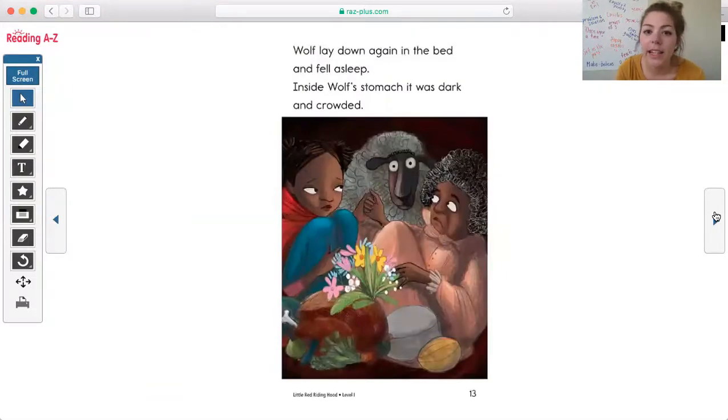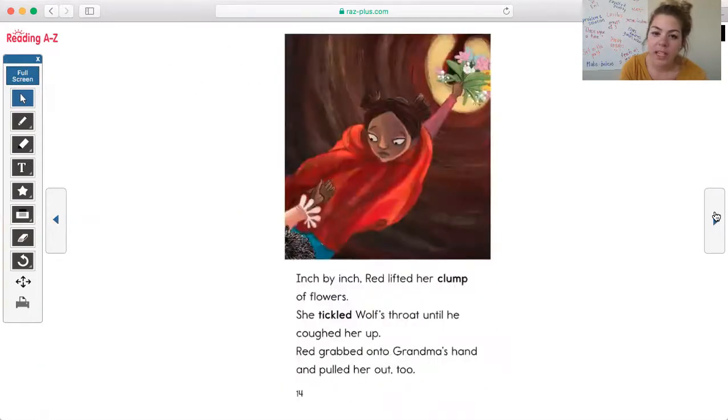Wolf lay down again in the bed and fell asleep. Inside the wolf's stomach, it was dark and crowded. Inch by inch, Red lifted her clump of flowers and tickled Wolf's throat until he coughed her up. Red grabbed onto Grandma's hand and pulled her out too.